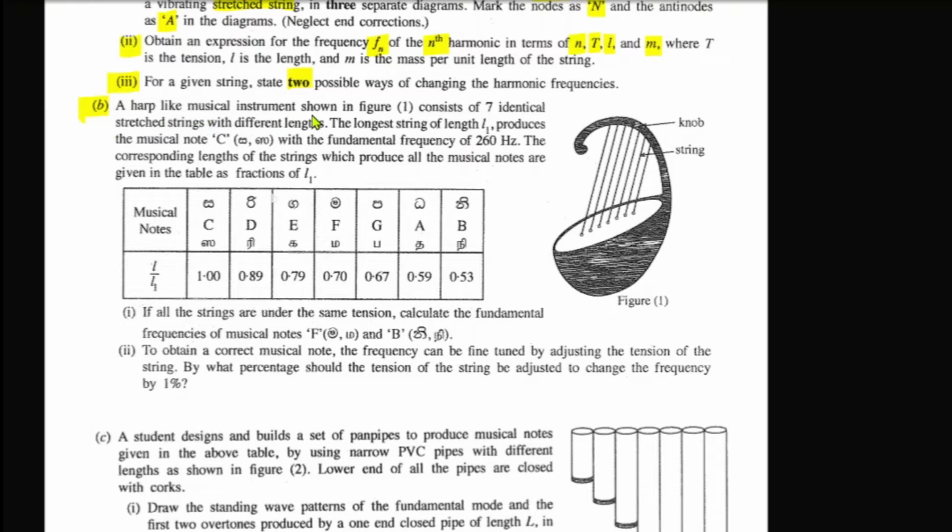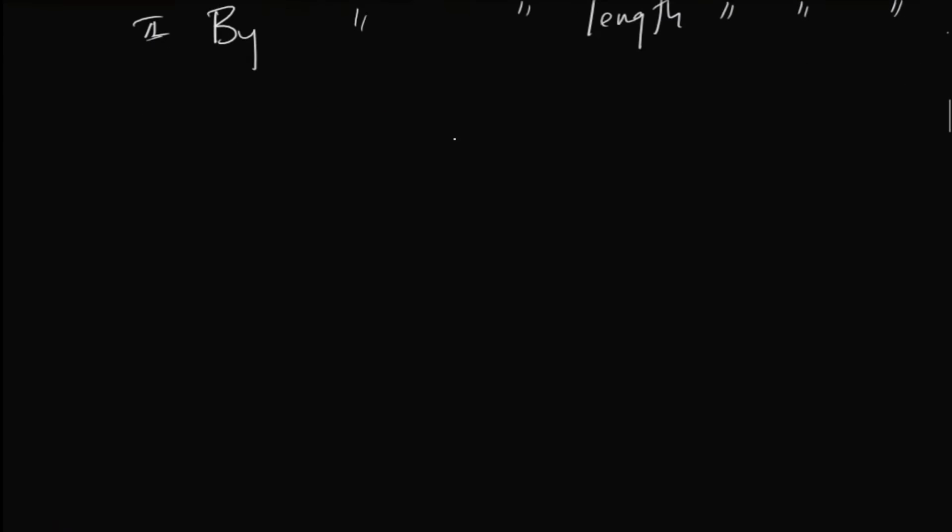Here they are saying a harp-like musical instrument shown in figure 1 consists of 7 identical strings. The longer string L1 produces the musical note C with a fundamental frequency of 260 Hertz. The corresponding lengths of the strings which produce all the musical notes are given. If all the strings are under the same tension, calculate the fundamental frequency of capital F and capital B. For capital F, LF over L1 is 0.7. For capital B, it's 0.53. Right, okay, cool. It's the B part, first question.